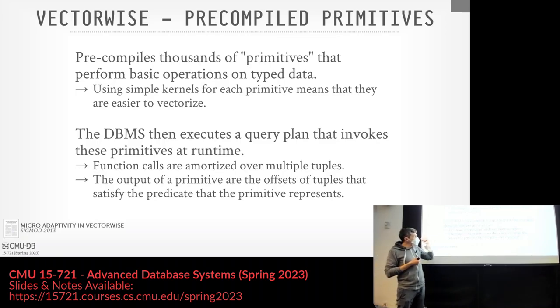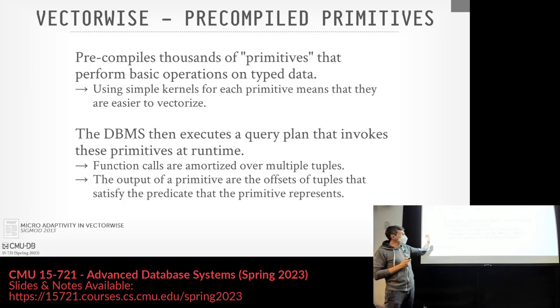So then the output of these primitives are going to be the offsets of the tuples that satisfy a predicate, similar to the bit mask stuff that we talked about before. And then they can use that to feed into the next primitive if it's a conjunction or multiple predicates, and say, only evaluate whatever it is for that primitive on these matching tuples, right?